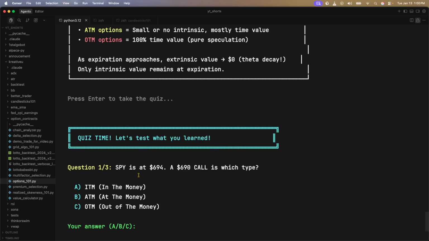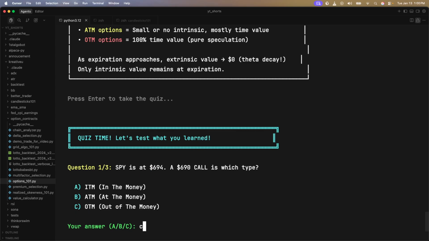So if the current price of SPY is 694 and we're buying a 690, we're buying a what? Would it be in the money? Not really, right? Is it going to be ATM? Maybe. Let's think about it. ATM is at or near. It's $4 away, so not really. So the only option we have left is going to be OTM.